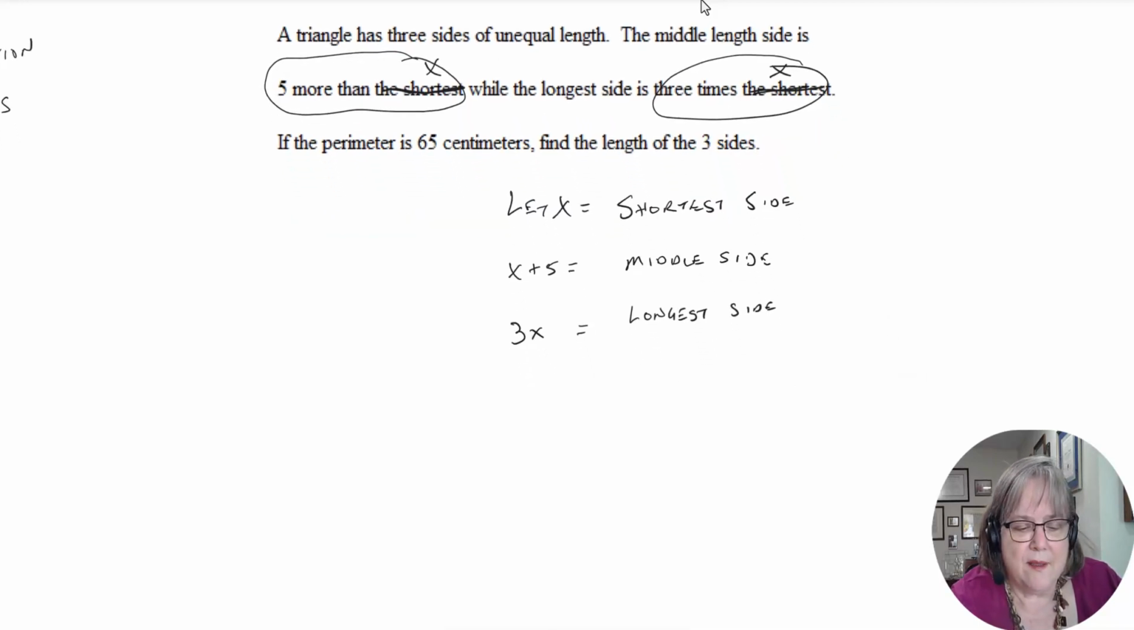And it says the perimeter is 65. So the perimeter says go around and add all the edges. So x plus x plus 5 plus 3x equals 65. Can I simplify the left? Yes. 1x plus another x is 2x, plus 3x is 5x. So 5x plus 5 is 65.